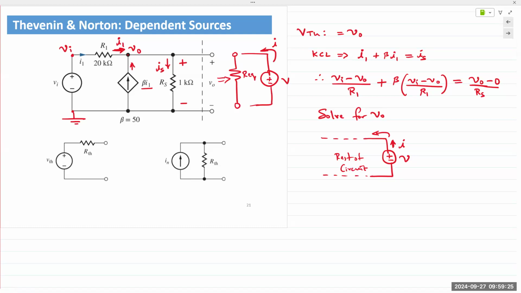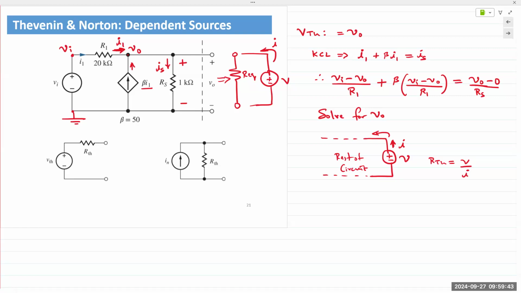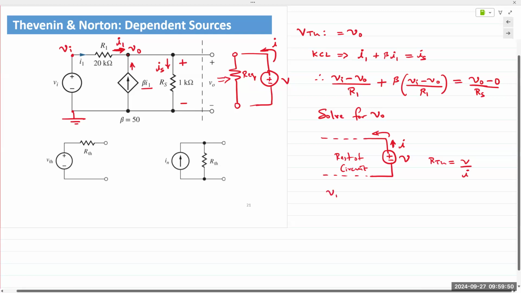So you apply a known voltage source. You can choose any value you want. You calculate the current I flowing through the circuit, and then Req or RTH would be V over I. That's how you would solve it. All other conditions still remain the same. If you have independent sources in the circuit, you reduce them to 0, meaning this voltage source VI here would be 0, replaced with a short circuit.